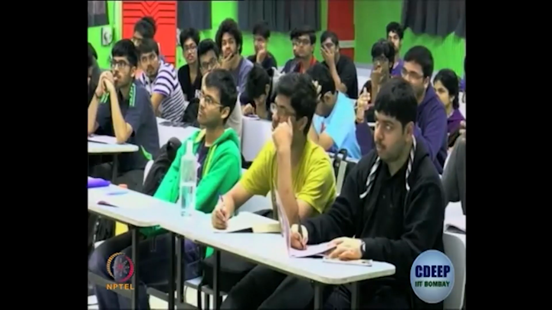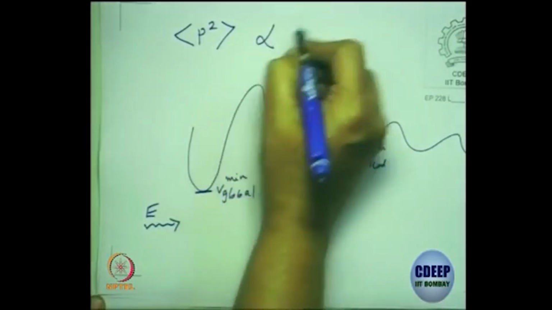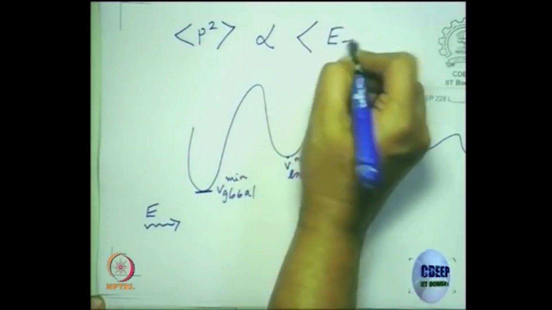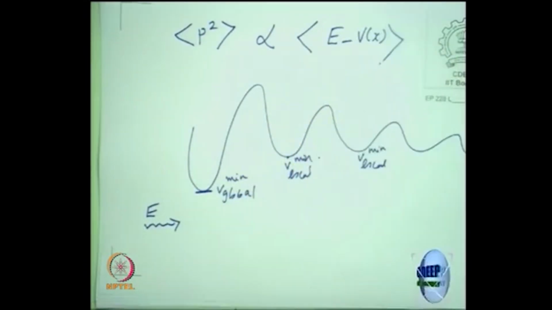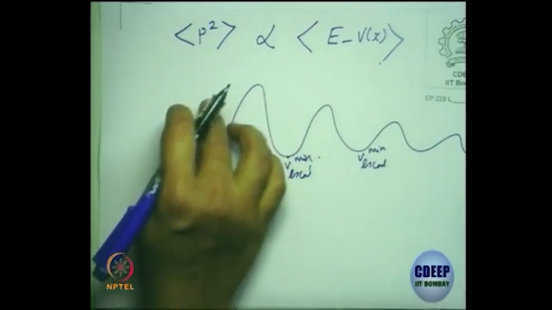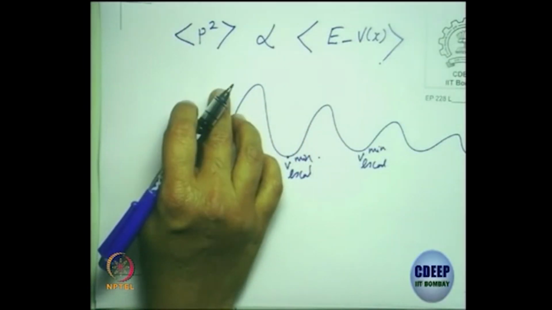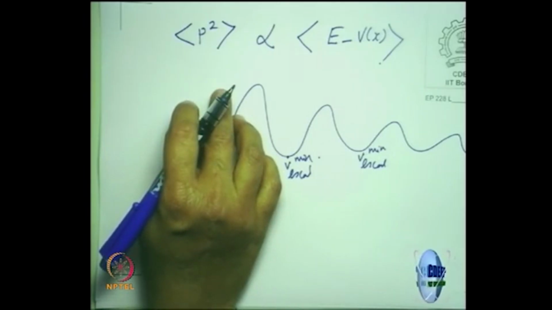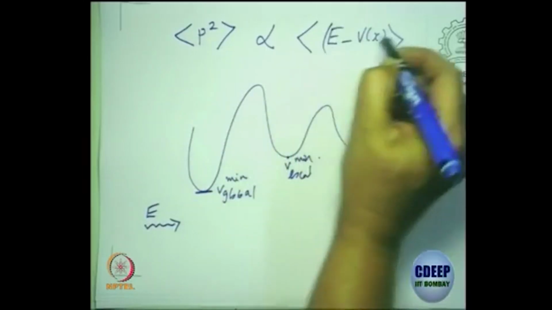You have proved this at some point. How did you prove it? You can do it for a simple step potential. How do you prove it? Remember? So if you try to do the expectation value of P squared, that will be proportional to the expectation value of E minus V of x in the Schrodinger equation. P squared over 2m in the Schrodinger equation, the expectation value will be the same as trying to find the expectation value of E minus V of x.